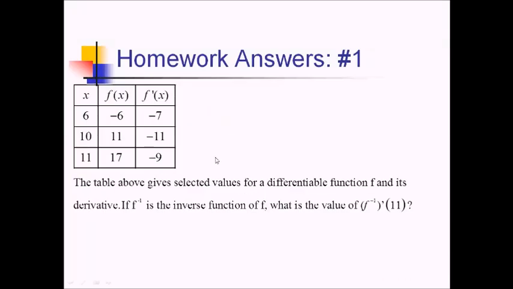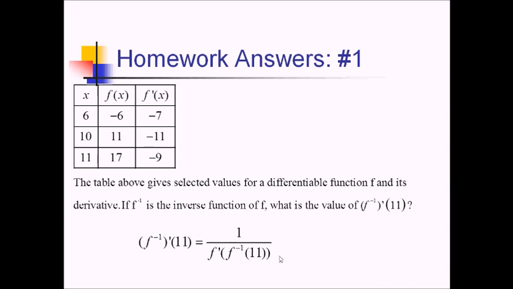For number 1, we're given a table of values for f and f prime of x. If f inverse is the inverse function of f, what is the value of the derivative of f inverse of 11? So for this, we're going to use the inverse derivative formula. So we're going to say f inverse prime of 11 equals 1 over f prime of f inverse of 11. So 1 over the derivative of the original function at the inverse value of whatever you're plugging in here.